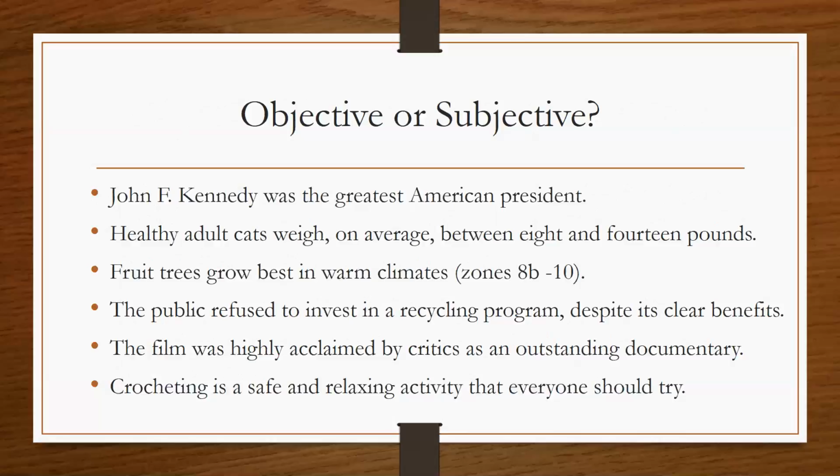On to number 4. The public refused to invest in a recycling program despite its clear benefits. And this one is a little trickier because the first part of the sentence, the public refused to invest in a recycling program, that's a factual statement. It becomes subjective when we see what follows that comma, despite its clear benefits. So there's an opinion there that there were benefits to this recycling program that were overlooked by the public.